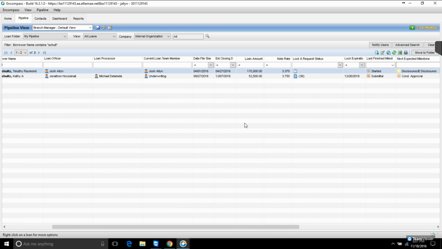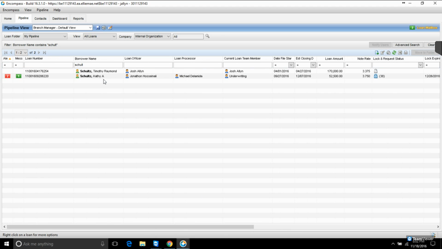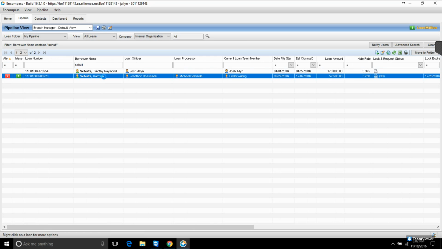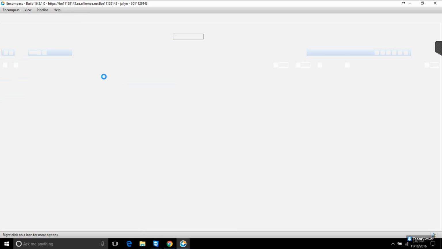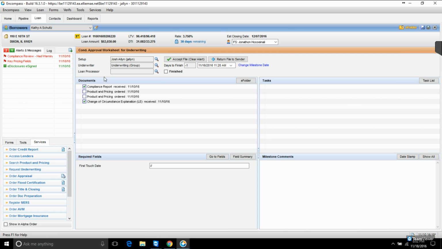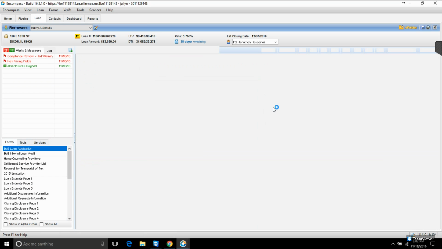Now when a loan's locked, you'll actually have this little blue lock on your right here, and these will have the number of days until expiration. I think this is a USDA that I locked. Is it? No. Is it FHA? Okay, so this deal.